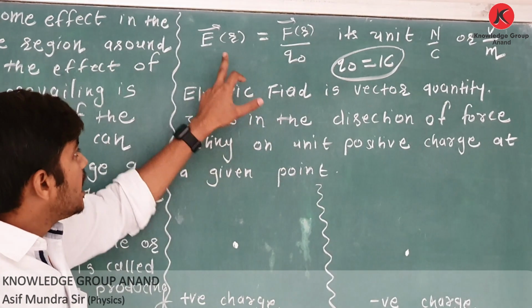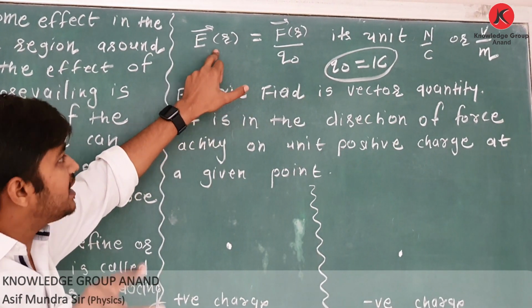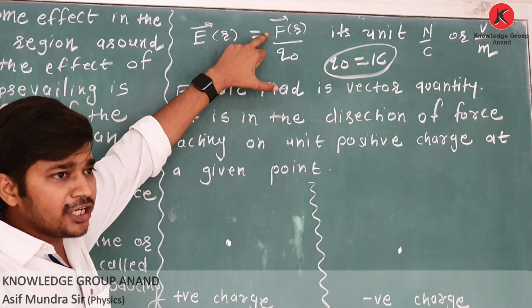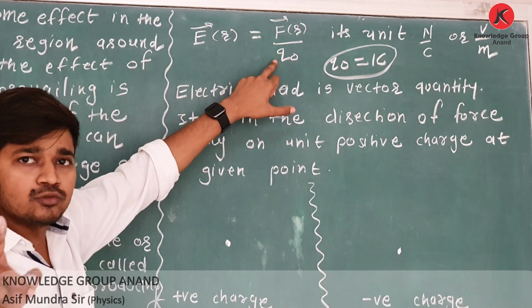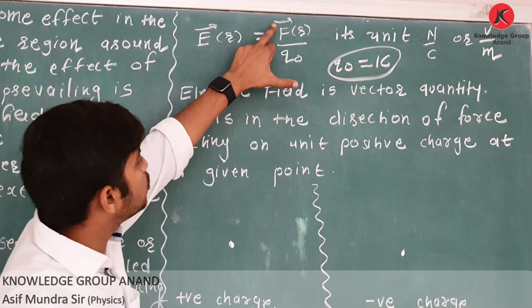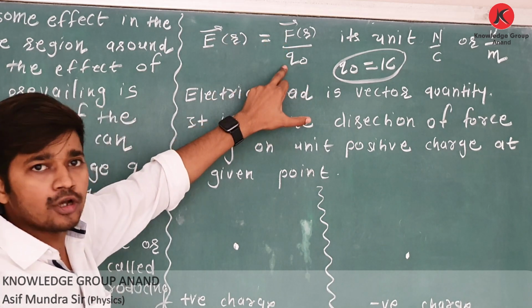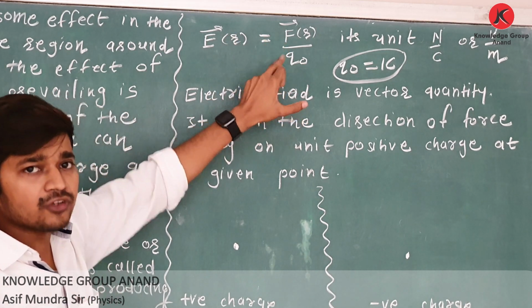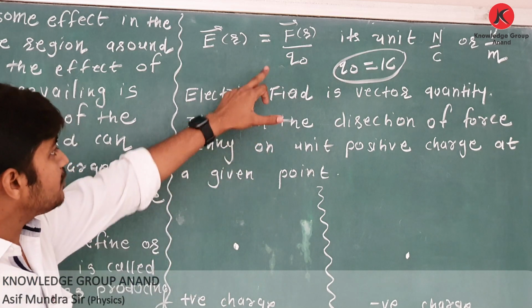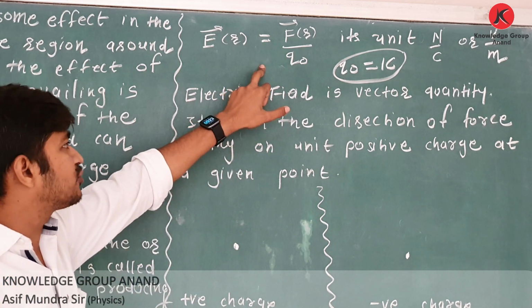Electric field is defined as the force acting on a unit positive charge. E is equal to F upon Q, where this Q is called the test charge. From this equation you can easily define its unit.